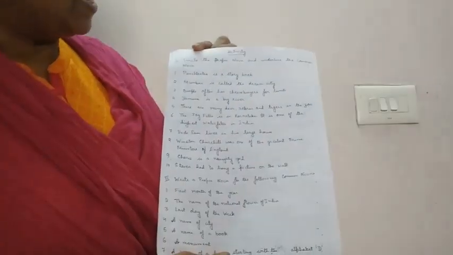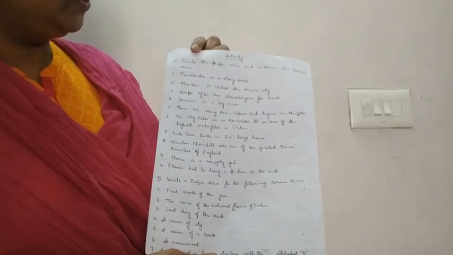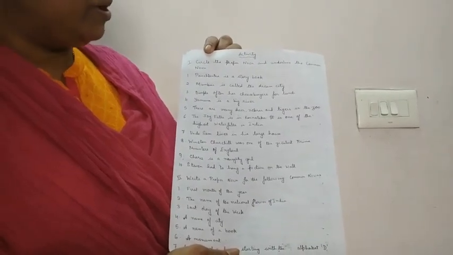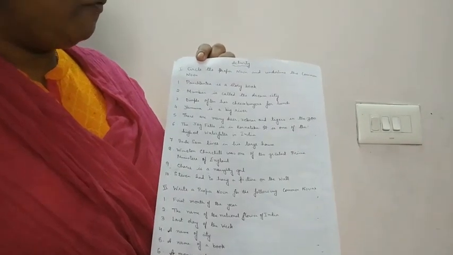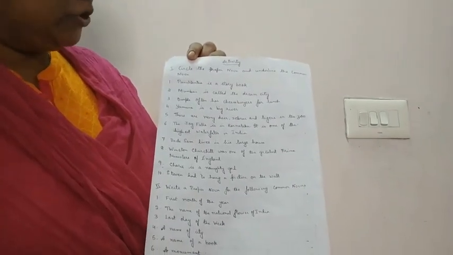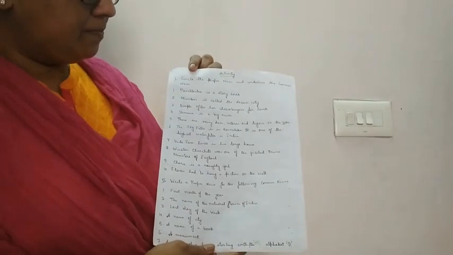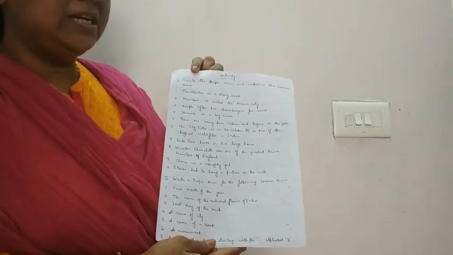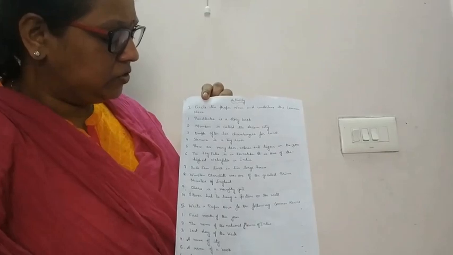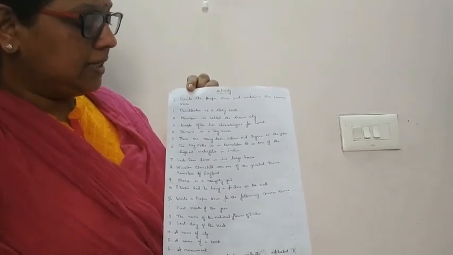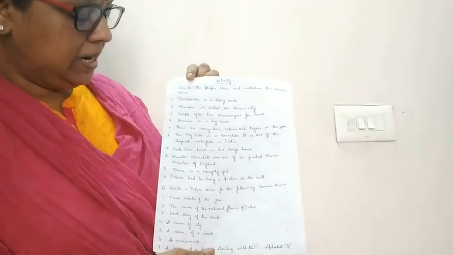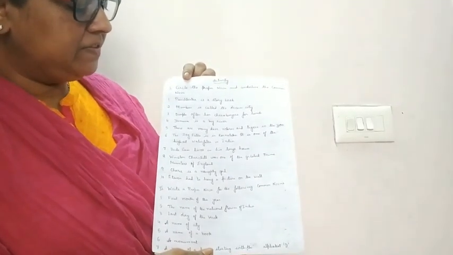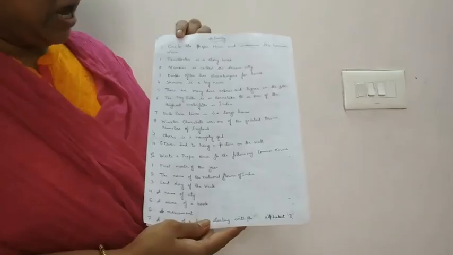First one. Circle the proper noun and underline the common noun. First one, Panchatantra is a story book. Mumbai is called the dream city. Dimple often has cheeseburgers for lunch. Yamuna is a big river. There are many deer, zebras and tigers in the zoo. The Jog Fall is in Karnataka. It is one of the highest waterfalls in India. Uncle Sam lives in his large house.